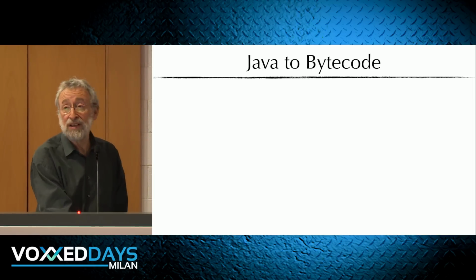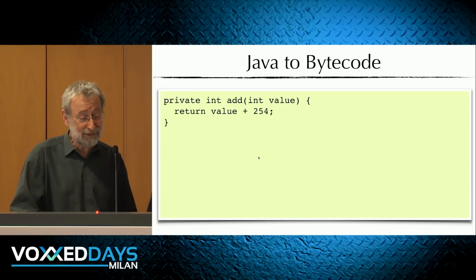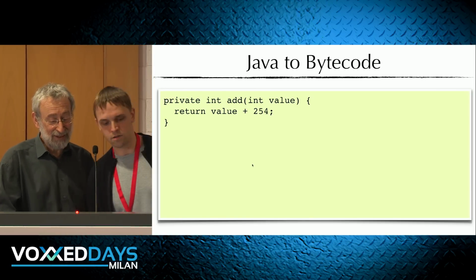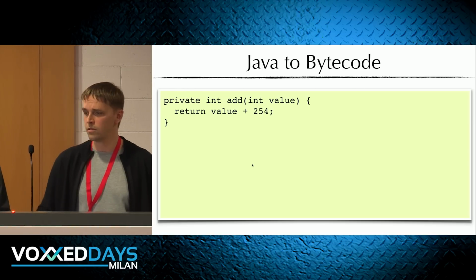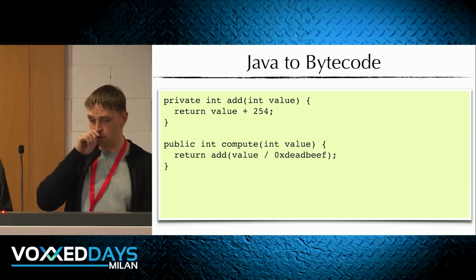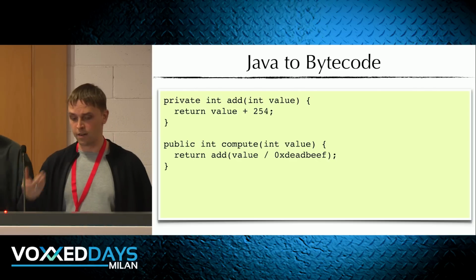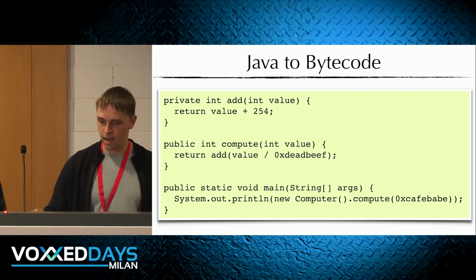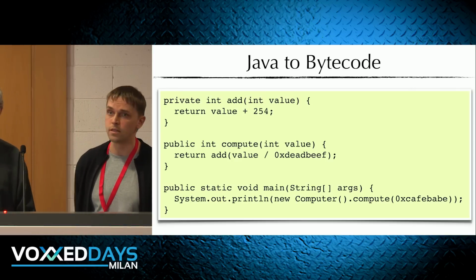So let's have a look at the little program that we're going to be running, our Hello World. Our monster application consists of an add method, which adds a constant 254 to a value. Then we have the meat of the application. This is compute, where we divide the value passed as a parameter by a constant deadbeef and call the add method. And the main method, which will just use CAFEBABE to compute.